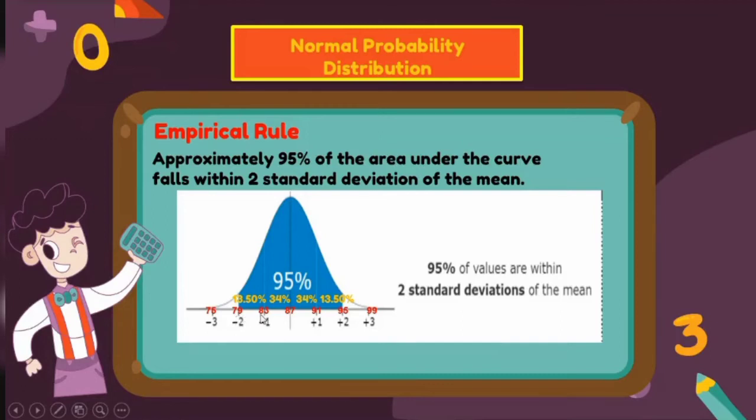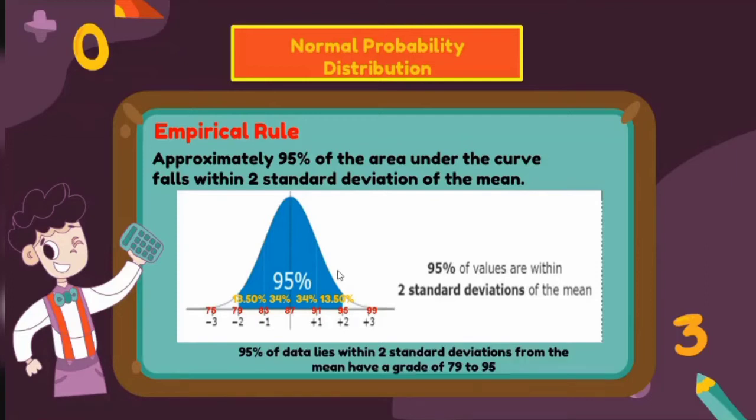For 79 to 83, you have 13.50. 91 to 95, you also have 13.50. So 68 plus 13.50 plus 13.50 is equal to 95%. So meaning 95% of values are within 2 standard deviations of the mean. Again, 2 standard deviations to the left and then 2 standard deviations to the right. So for the interpretation, 95% of the data lies within 2 standard deviations from the mean. Then for our raw scores, the grades of the senior high school students will range from 79 to 95.